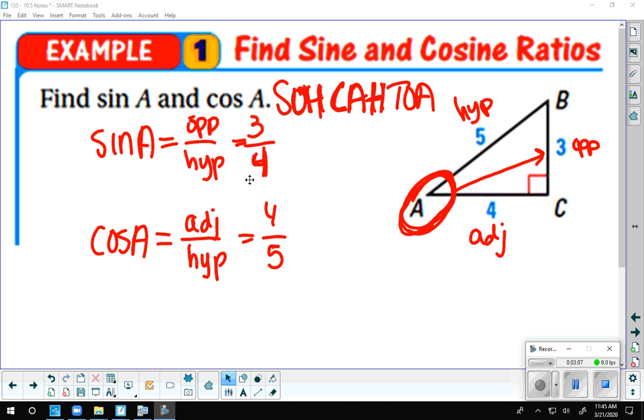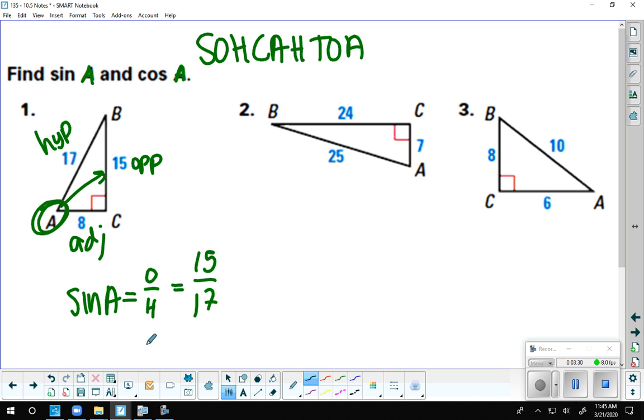All right, I just realized I messed this up. Opposite over hypotenuse was incorrect, so let me correct that. That was tangent. I just recorded the tangent lesson, so whoops. Sorry, guys. Opposite over hypotenuse, adjacent over hypotenuse. They're both over the hypotenuse, so you can see these are both 5. My bad. So opposite over hypotenuse is 15 over 17. And then let's find the cosine of A, which is adjacent over hypotenuse. So that's 8 over 17.